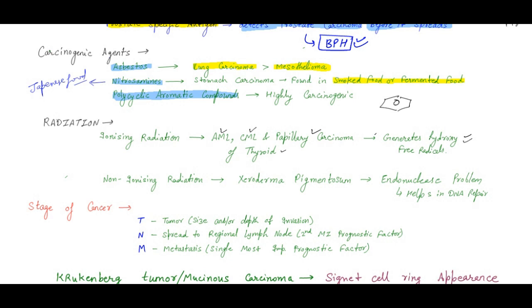We already discussed xeroderma pigmentosum, which we studied in biochemistry. Xeroderma pigmentosum is due to endonuclease deficiency or a problem in the endonuclease. What does the endonuclease do? It helps in DNA repair. So remember, ionizing radiations generate hydroxyl free radicals. Remember Chernobyl: ionizing radiation, Chernobyl.